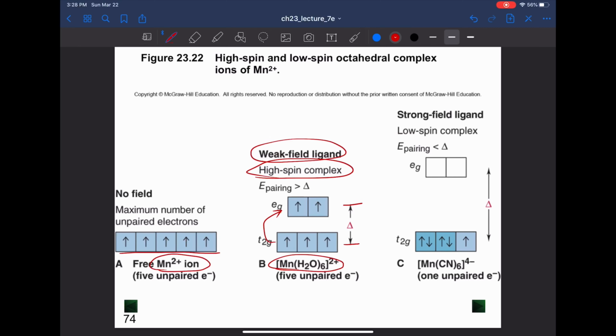But when you have a strong field ligand, let's say for example CN, the electrons are not able to go to the higher orbital, resulting in the electrons staying in the lower orbital. This is called the pairing energy. If the pairing energy is greater than the splitting energy, that results in a high spin complex. If the pairing energy is less than the splitting energy, that results in a stronger field.